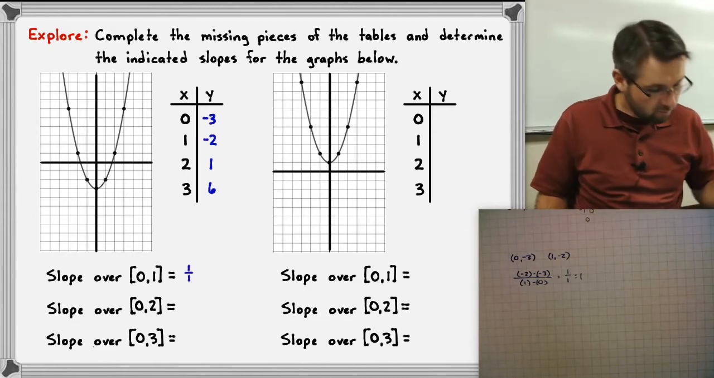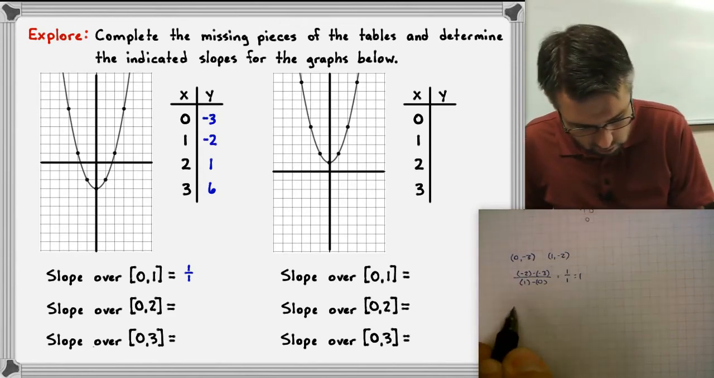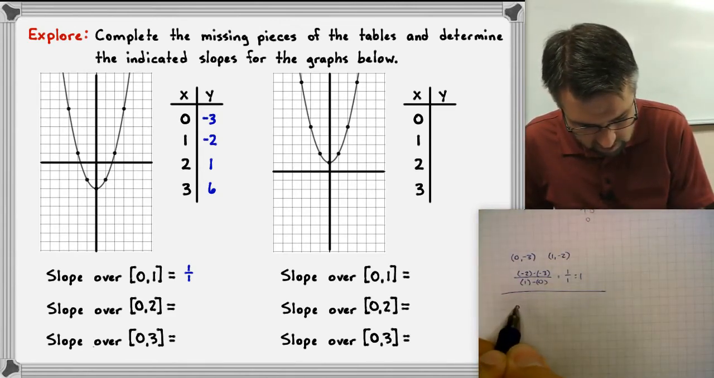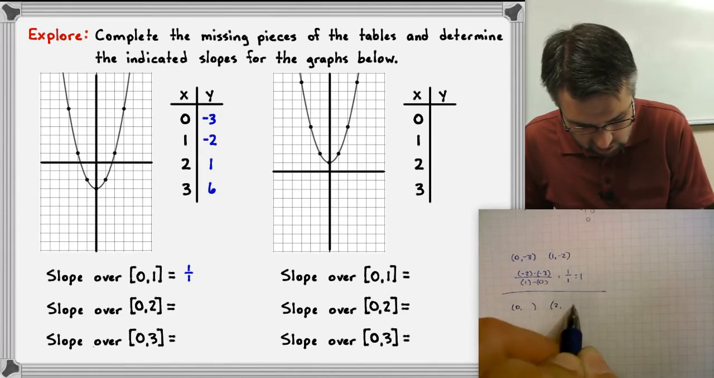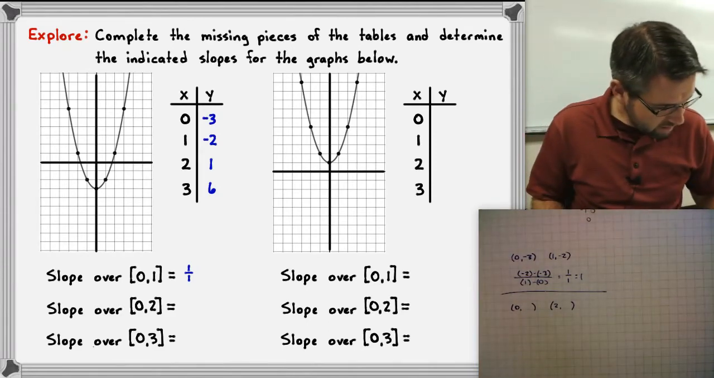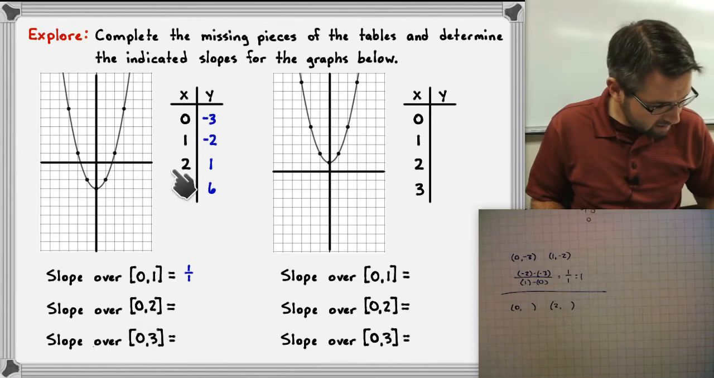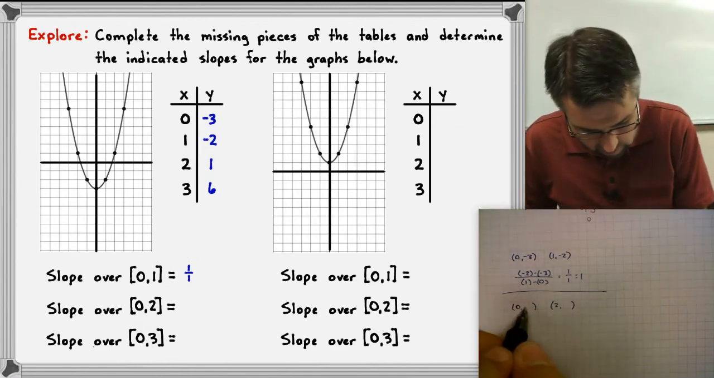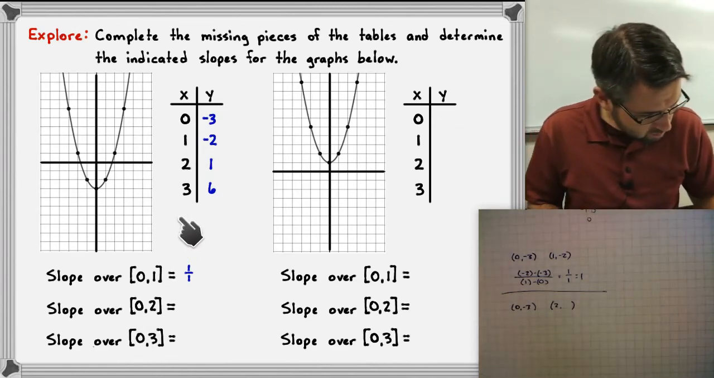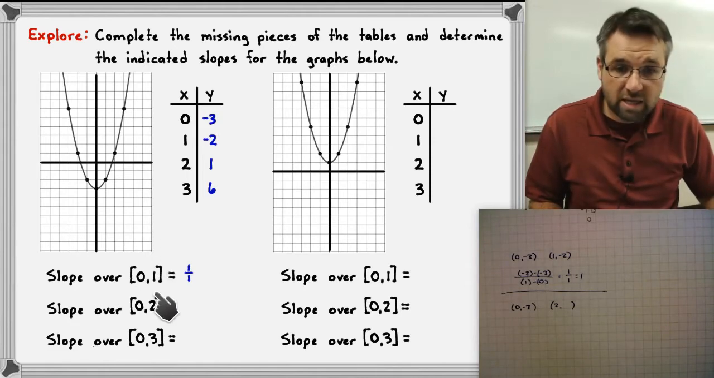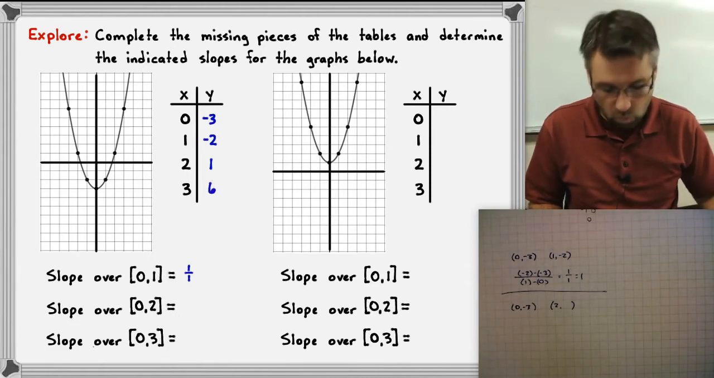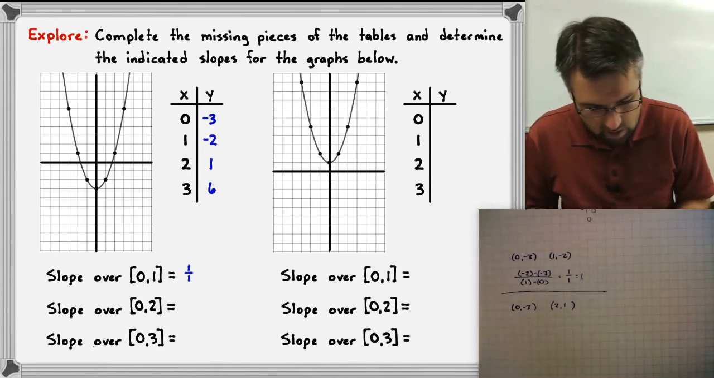Okay? For the next slope, 0 to 2, that means my first x value is 0, and my second x value is 2. So what is the coordinate at x equals 0? Well, we already have that. It's -3 again. What is the y value when x equals 2? The y value is 1. So we say (2, 1). And then we find the slope there.